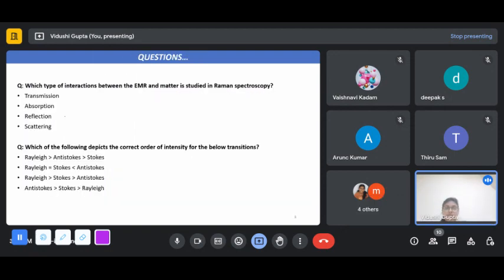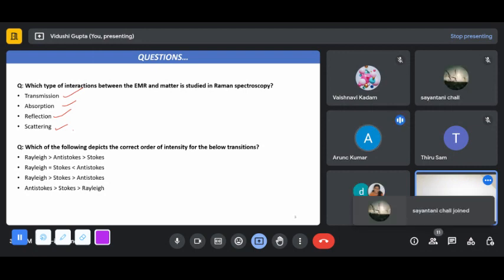So now moving to questions. Which type of interaction between electromagnetic radiation and matter is studied in Raman spectroscopy? Is it transmission, absorption, reflection, or scattering? So, what will be the answer? Scattering. Yeah, it will be scattering.